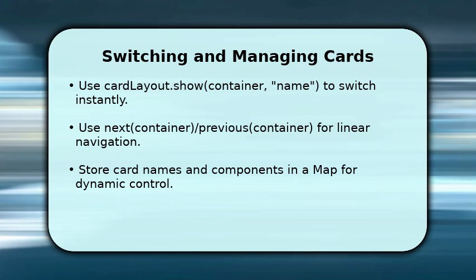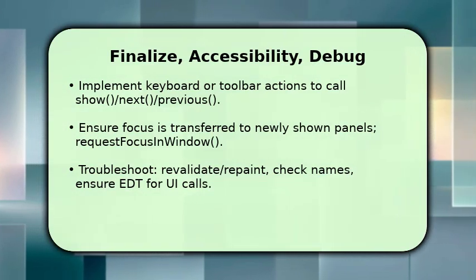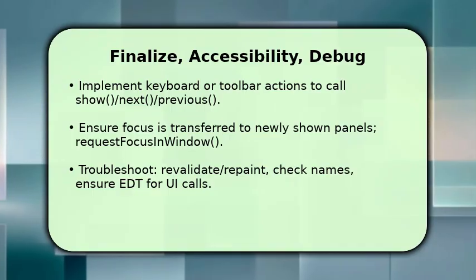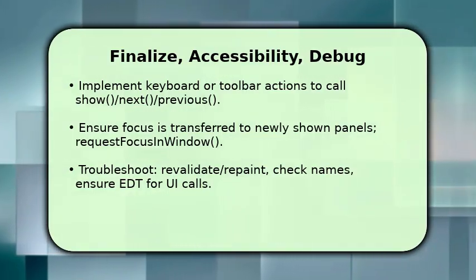Complete the workflow by wiring actions. Map buttons, menu items, or keystrokes to cardLayout.show/next/previous so users navigate intuitively. Make sure each new card requests focus with requestFocusInWindow and exposes accessible descriptions for screen readers.